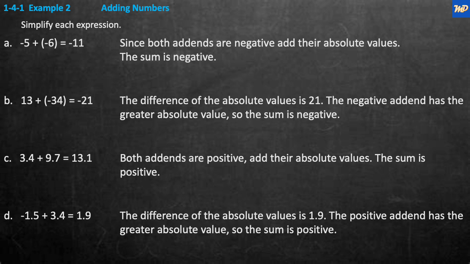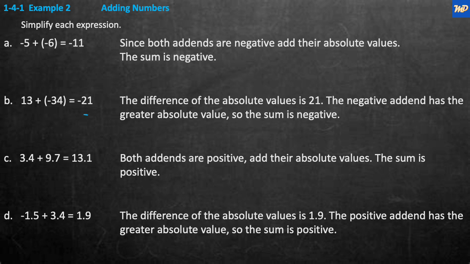How about B? 13 plus negative 34 is equal to negative 21. What do you do? You take 34, they're opposite signs now, right? So we're going to subtract them. You take the larger addend, 34, and subtract 13, you're going to get 21.